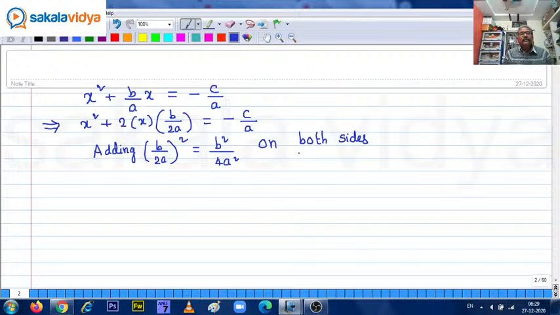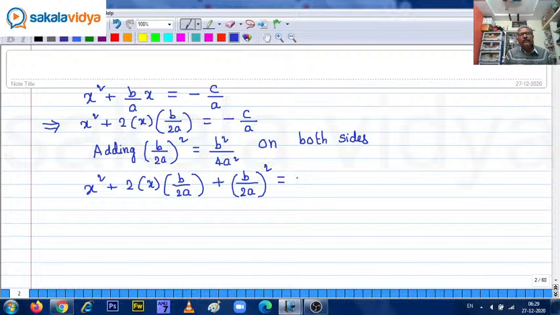Adding b square by 4a square on both sides. Now what do you get? x square plus 2 times x times b upon 2a plus b by 2a whole square equals to minus c upon a added with b by 2a whole square, which is nothing but b square by 4a square.